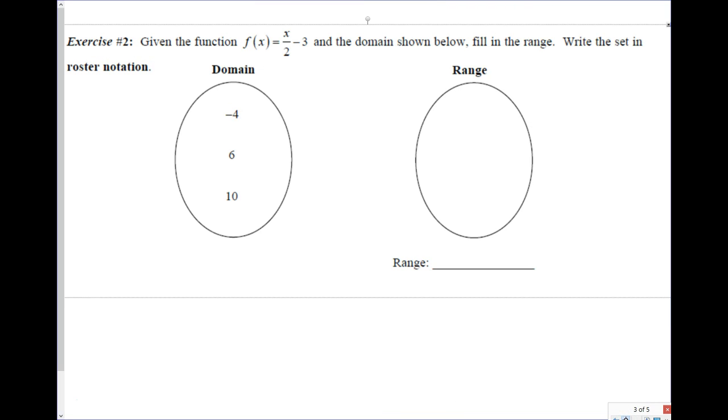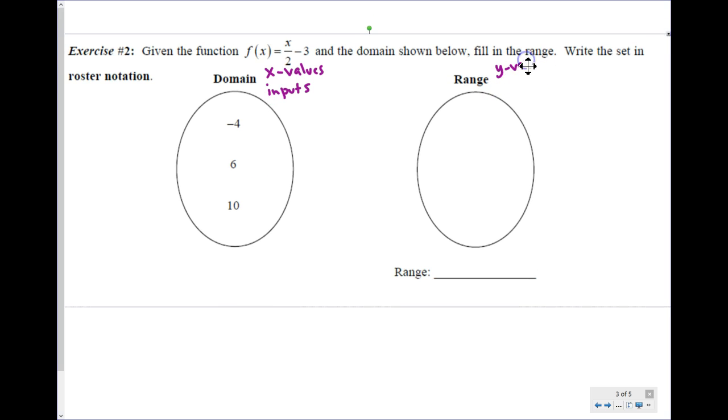Exercise 2. Given the function f of x equals x over 2 minus 3 and the domain shown below, fill in the range. Write the set in roster notation. So we're given a domain, which again, the domain are your x values, or we also call them inputs. They have lots of names. To figure out an output, which is your range, what do we have to do? Well, we have to plug all these in.